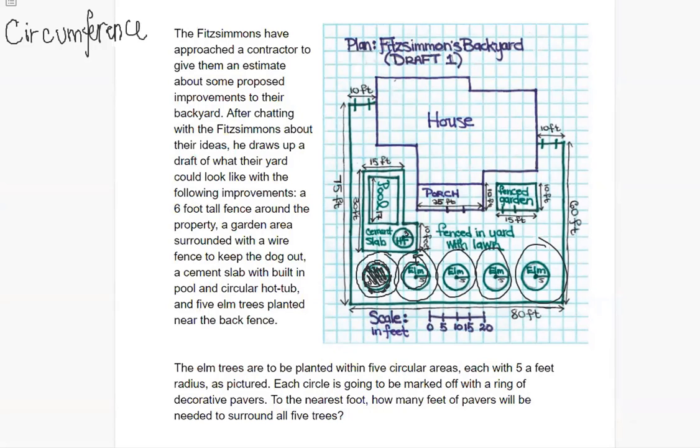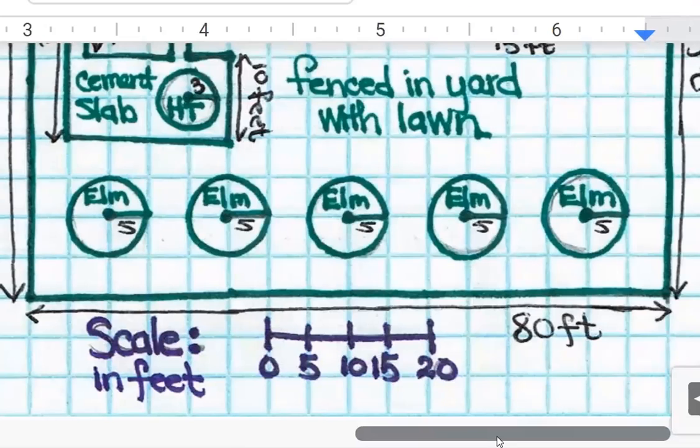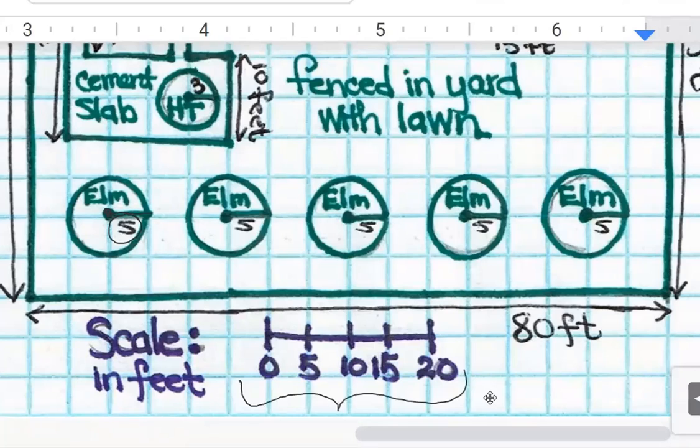I'm going to blow up this marking a little bit, actually. Let's blow it up nice and big so you can see that that elm tree is marked. It's marked with a little radius. See how those elm tree circles go from the center to the outside? It's a radius of 5. And 5 what? Well, our little scale here says we're in feet. So we have a circle with a radius of 5 feet.